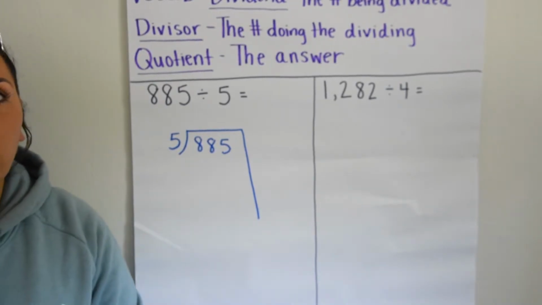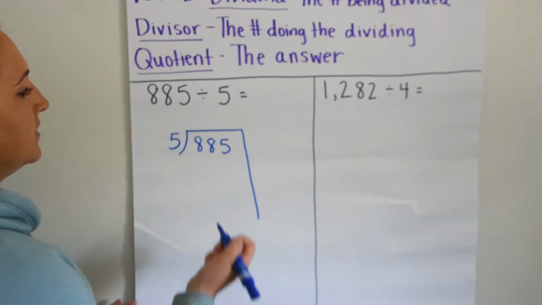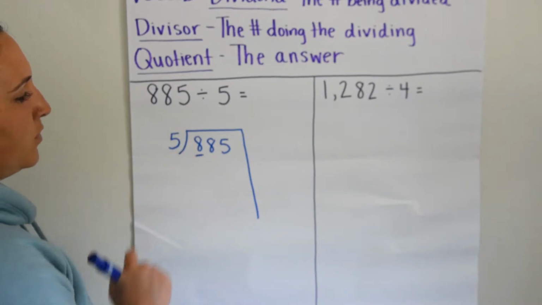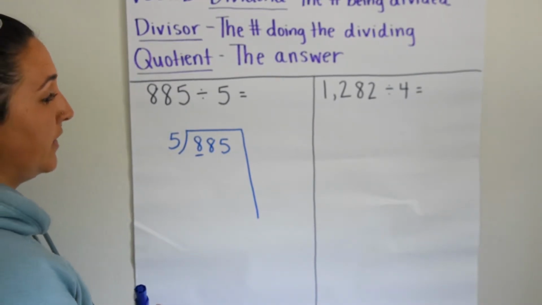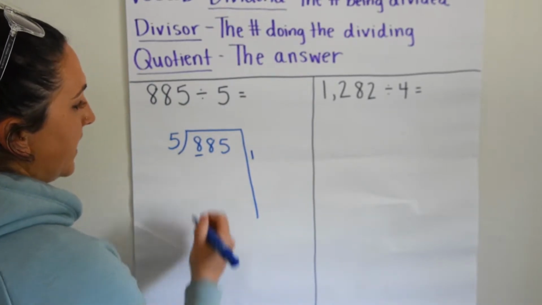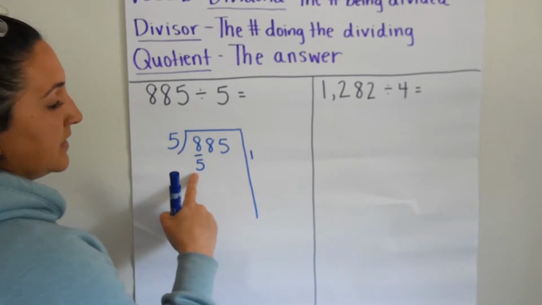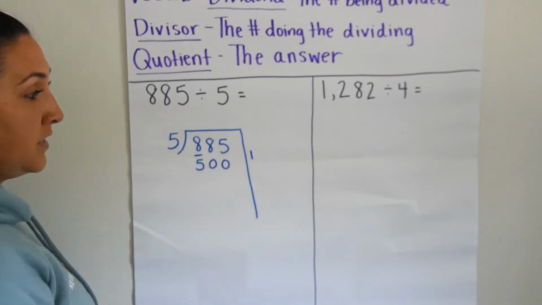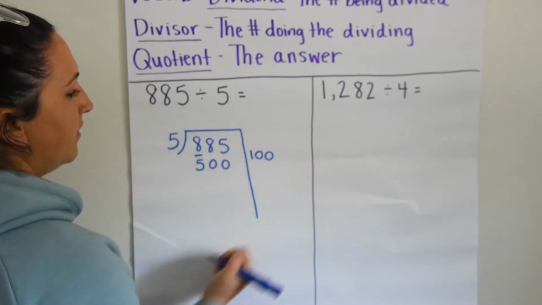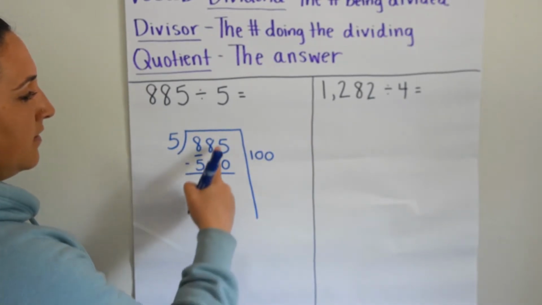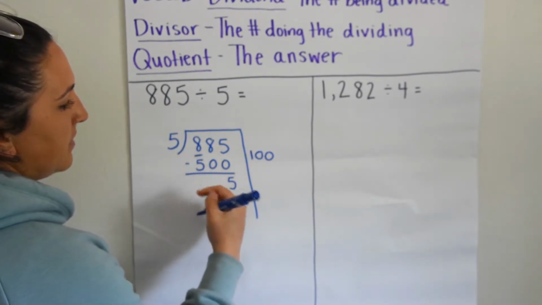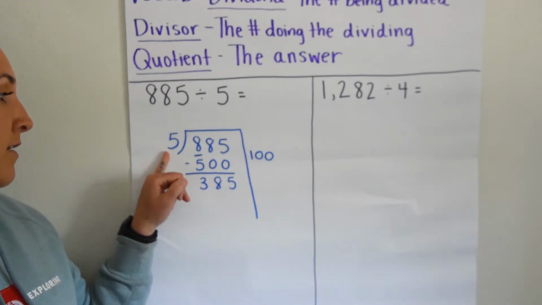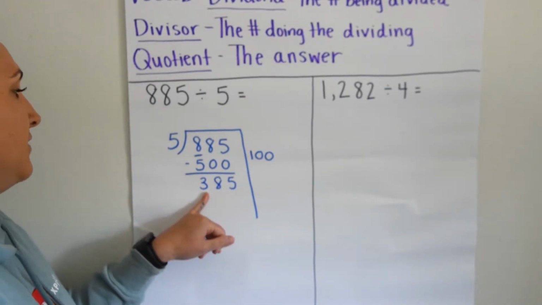Now, when we're using partial quotients, the first thing we're going to do is look at our 5 and our 8 right here and decide, can 5 go into 8? It can go into 8 one time. Since this isn't just in the ones place, this is in the hundreds place, I do need to add my 2 zeros here and right here. Now I can subtract. 5 minus 0 is 5. 8 minus 0, 8. 8 minus 5 is 3. So now we have 5 and 385 as our dividend.